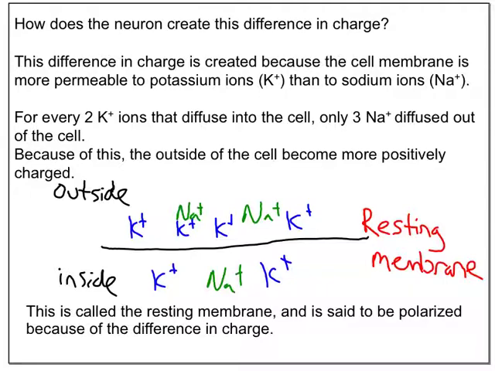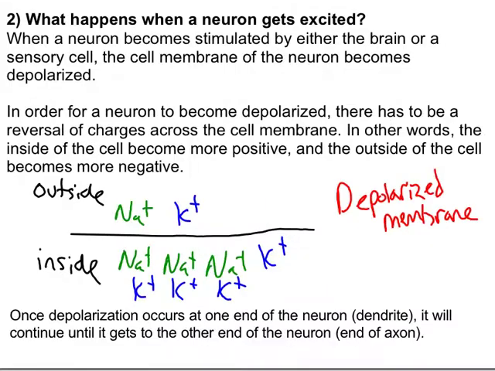Now we're going to talk about what happens when the neuron becomes stimulated. When a neuron gets stimulated, we say it gets excited. Same kind of idea, neuron stimulated, excited. When a neuron becomes stimulated by either the brain or by a sensory cell, the cell membrane of the neuron becomes depolarized. Okay, so we start off with a membrane being polarized. When it gets excited, it becomes depolarized. In order for a neuron to become depolarized, there has to be a reversal of charges across the cell membrane. In other words, the inside of the cell becomes more positive and the outside of the cell becomes more negative.